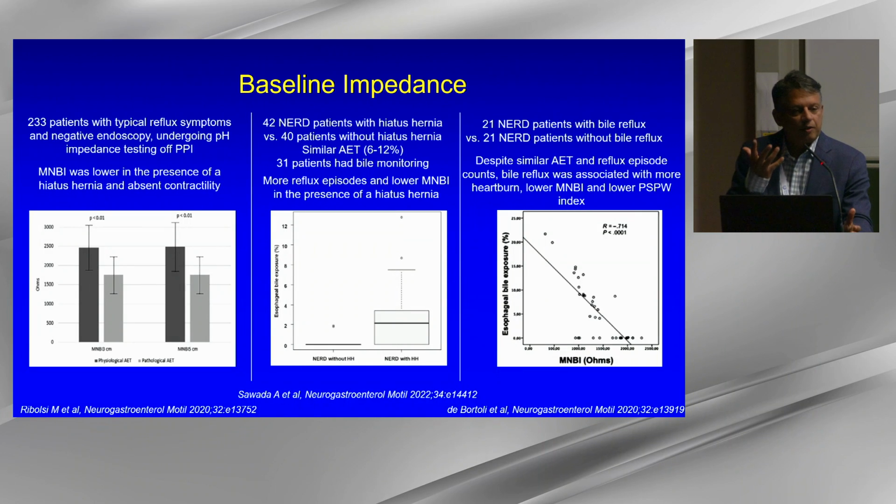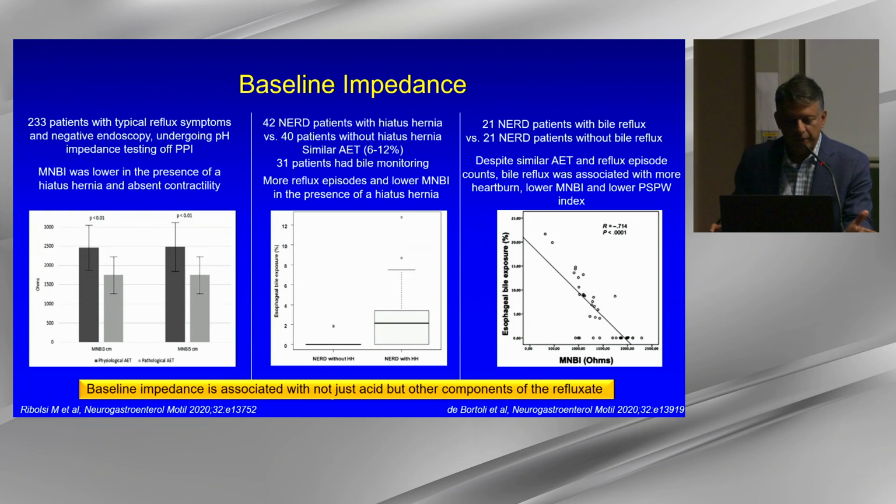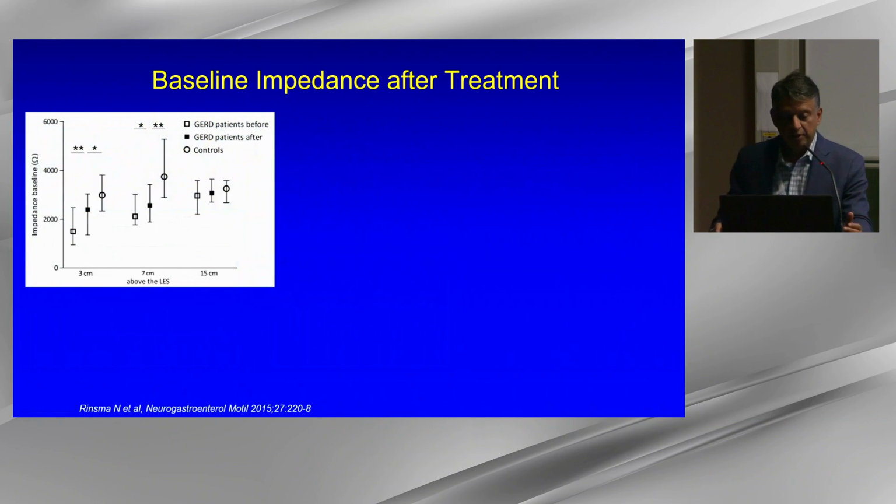So other elements in the refluxate, other than acid, may contribute to that low nocturnal baseline impedance, not just acid, but other components. And another point to make is that after you treat reflux, so if you get rid of the elevated reflux burden in the esophagus, baseline impedance normalizes.